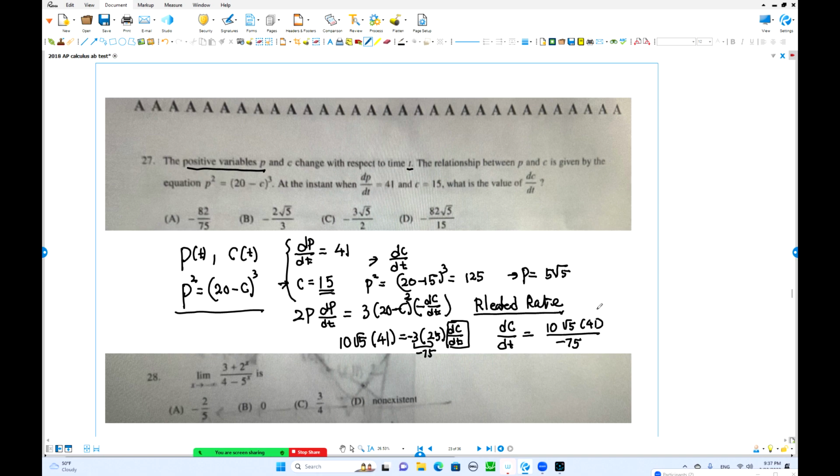41 divided by 5, of course, 10 divided by 75 is 2 over 15. There is no common factor, right? So 2 times 41 is 82 root 5, but the denominator is still negative 15. So put this negative over 15. That's the answer. Where is this answer? Over here, choice D.